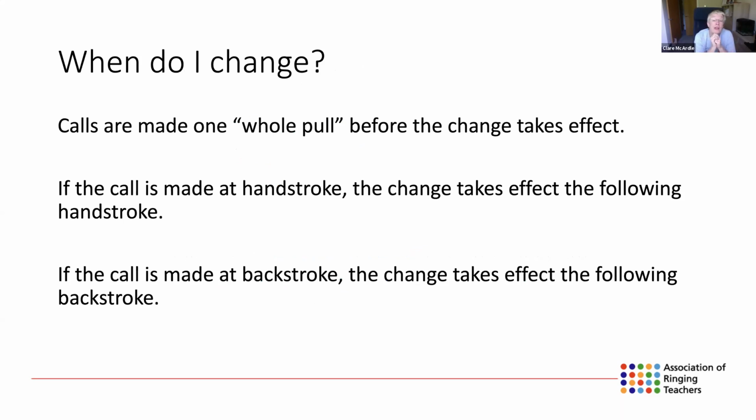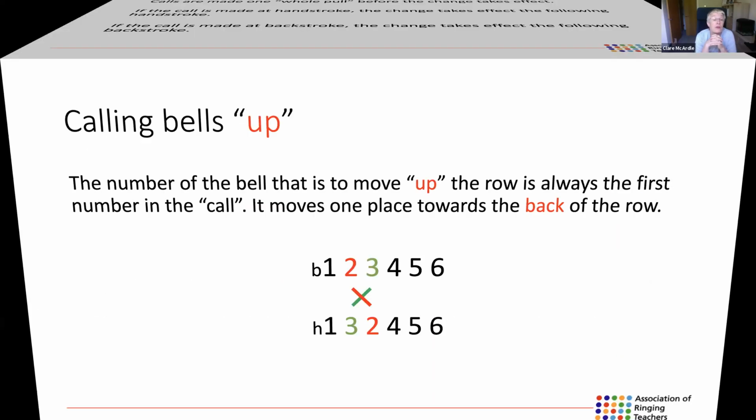So calls are made a whole pull before the change takes effect. And this gives you time to prepare so that the bells can move cleanly into their new positions. If that call is made at hand stroke, then the change takes effect the following hand stroke. And if the call is made at backstroke, the change takes effect the following backstroke.